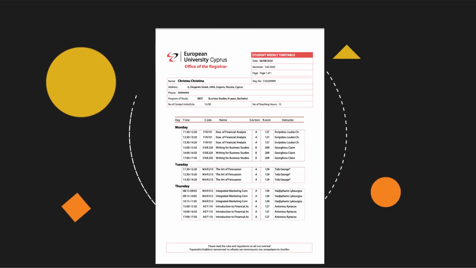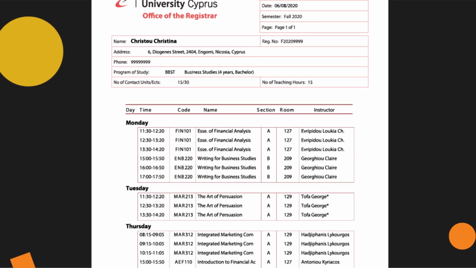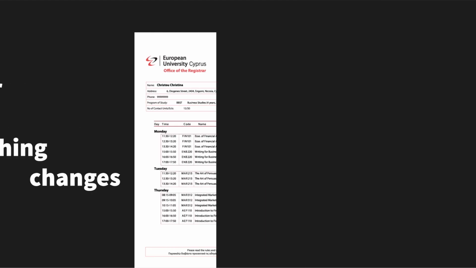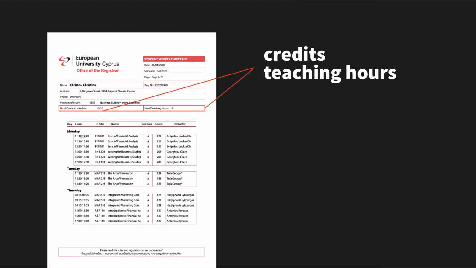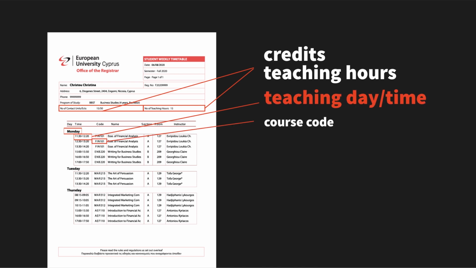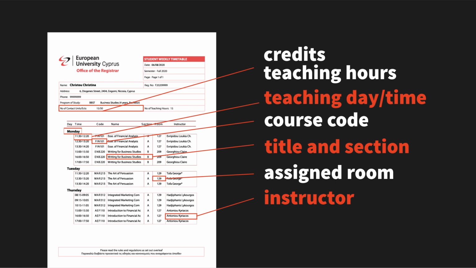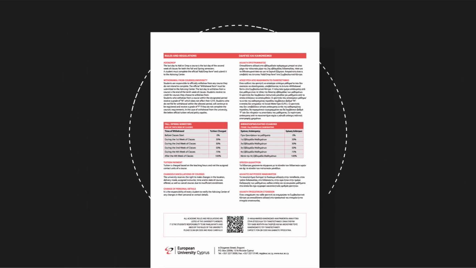This is what your course schedule looks like. Please make sure your personal information and contact details are correct. If something changes, please inform your advisor. On the course schedule, you can also see the credits and teaching hours for each course, the teaching day and time, the course code, title and section, as well as the assigned room and instructor. The back cover of your course schedule contains very important information, so please read it all.